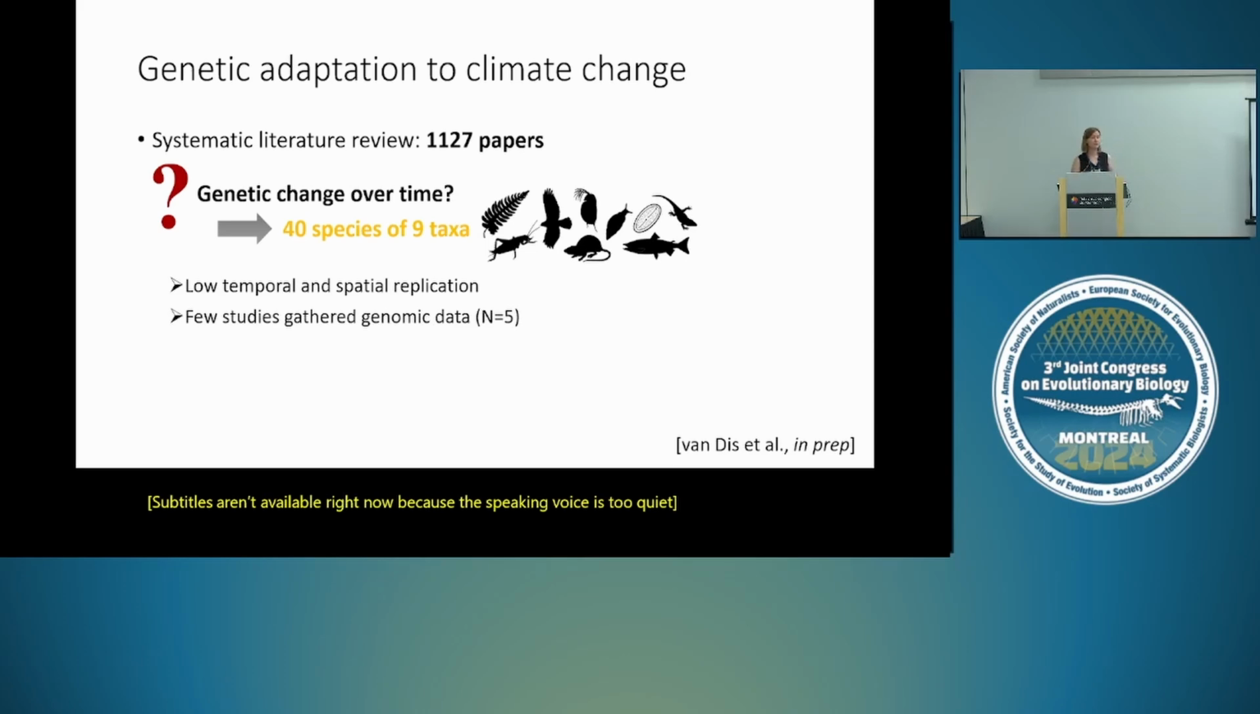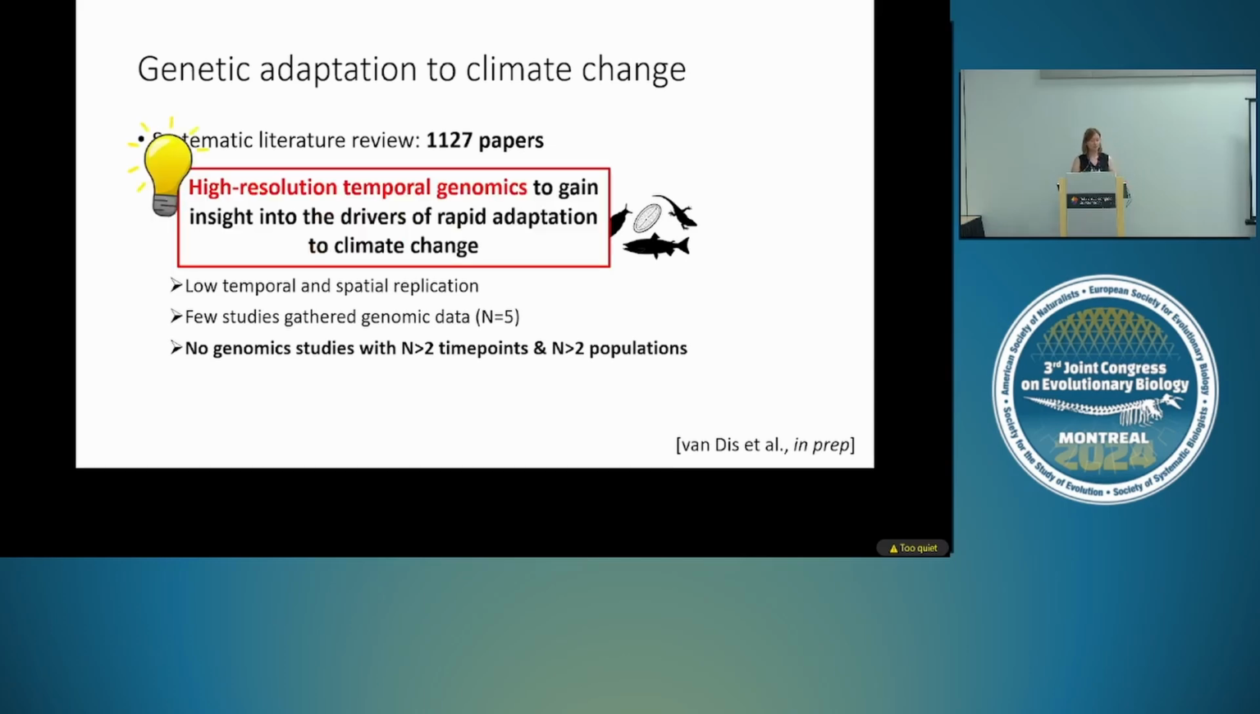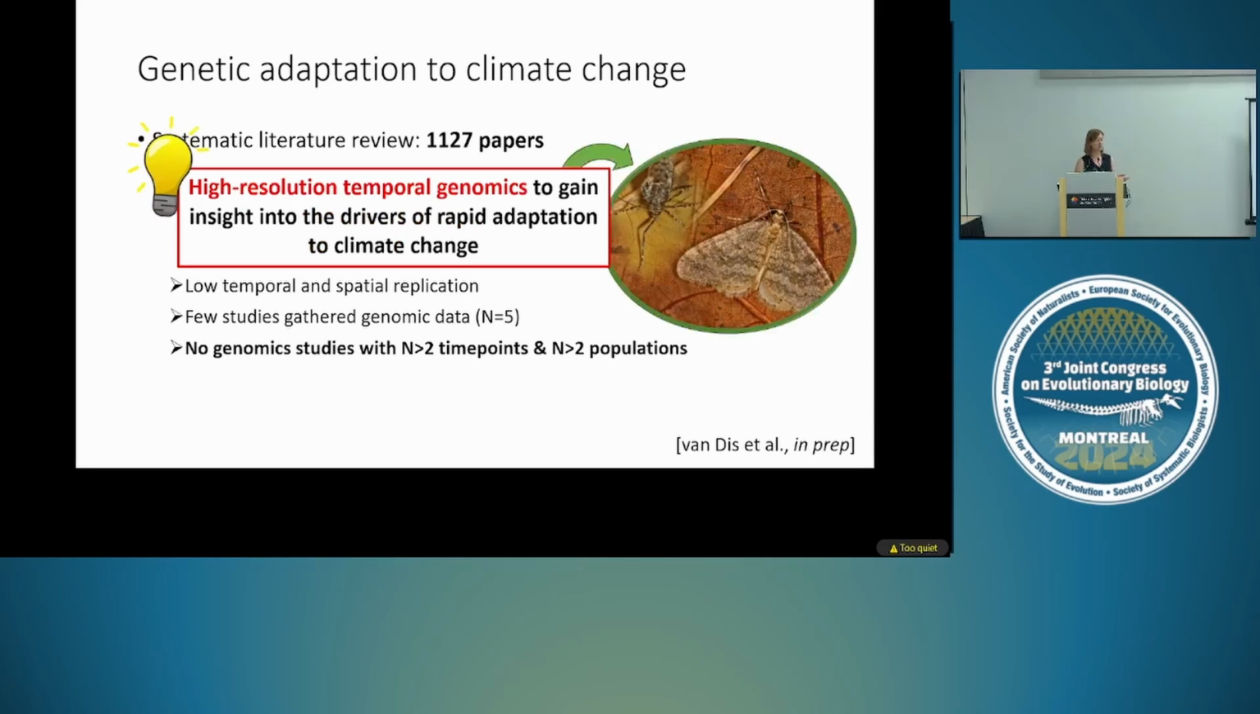Also, there are still very few studies that have gathered genomic data for these examples, and in fact, there are currently no genomic studies that have more than 2 time points for more than 2 populations. Well, I think the field could really capitalize on these examples to answer important questions about adaptation to climate change. So we were really keen on doing that, and we wanted to use high-resolution temporal genomics to gain insight into the drivers of rapid adaptation to climate change, capitalizing on this example of the winter moth.